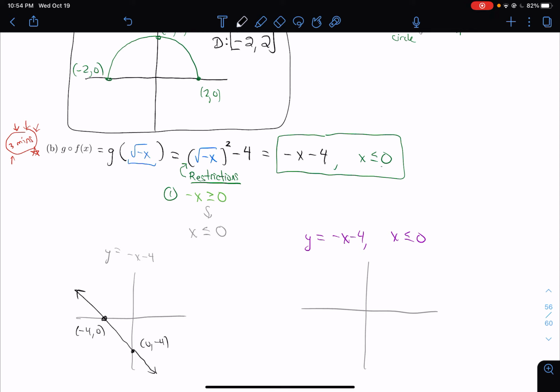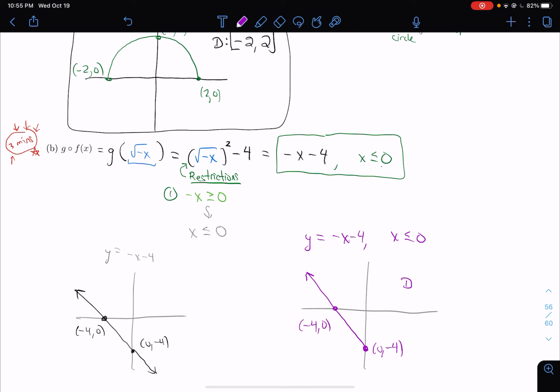Okay, so how is it going to change now with this restriction? Well, that restriction is saying, just take the part of the graph where the x values are less than or equal to 0. This is where x is 0, and these are where the x values are less than or equal to 0. It's just going to be taking that part of the graph. So if I draw that in, just that part of the graph, I get something like this. This is 0, -4. The x-intercept is -4, 0. And that's my graph of this function.